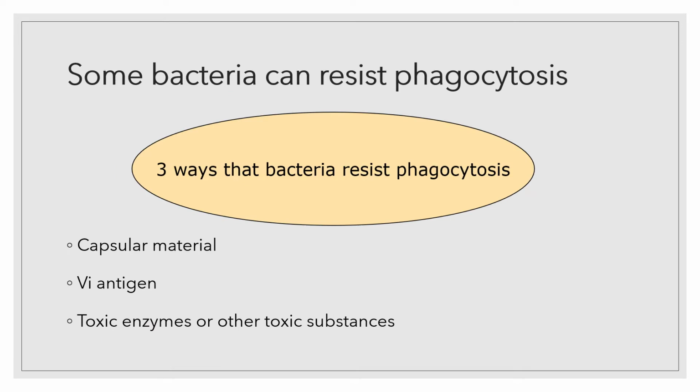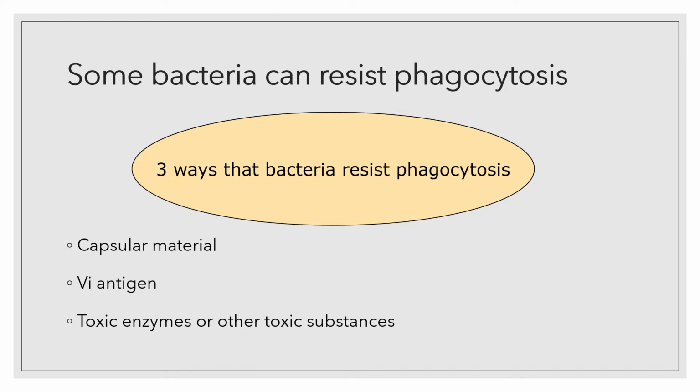Now, not all bacteria is susceptible to phagocytosis. Some bacteria can actually resist phagocytosis, and they do this in three ways. They have capsular material, and that would be things like Pseudomonas and Streptococcus pneumonia that actually have a capsule, that glycocalyx material, and that capsule prevents bacteria from being phagocytized.